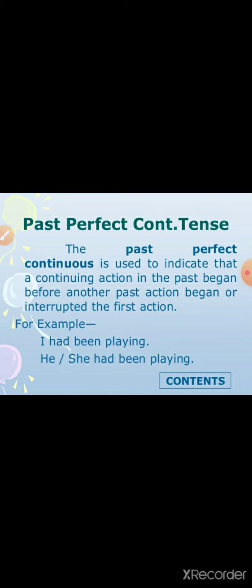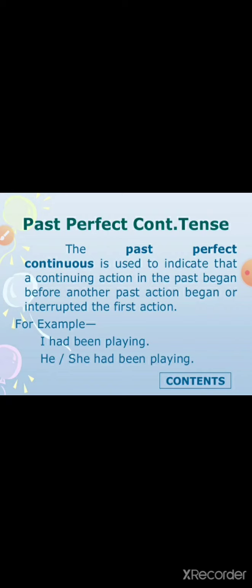The rule which it follows is subject plus had been plus ing form of verb. Again, whether the subject is singular or plural, it will take had been with it. No has been, no have been, only had been. Whether it's I, we, you, they, he, she, or any other name, it will take had been.